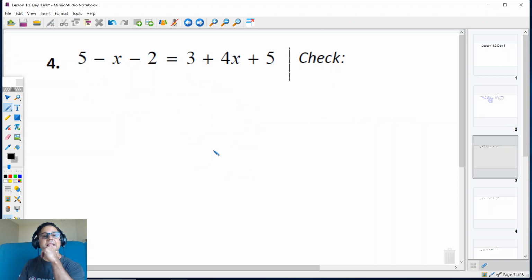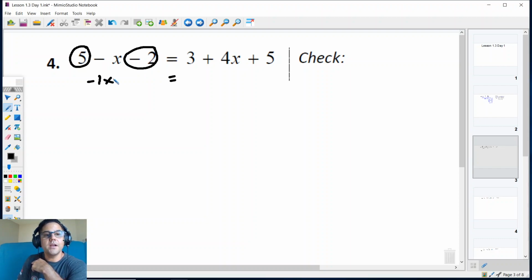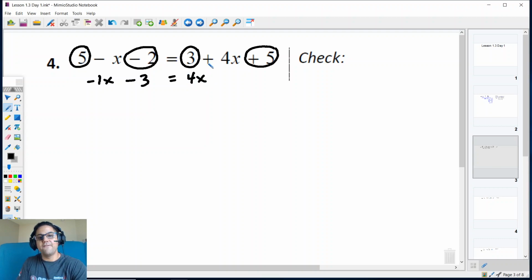This one here, I need to clean up, which means on the left side, I need to simplify. So I'm going to go ahead and combine my like terms. I can write it as a negative 1x for my work, never for an answer like that. And 5 subtract 2 is a 3. On the right side, I'm going to combine my like terms. Remember, I'm not crossing the equal sign when I'm combining like terms. So I have 4x plus 8.